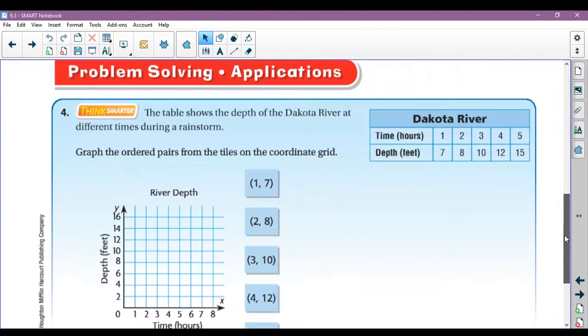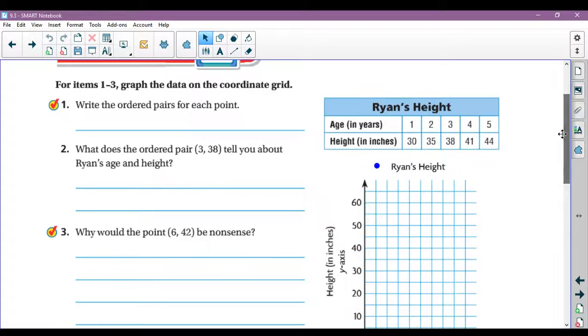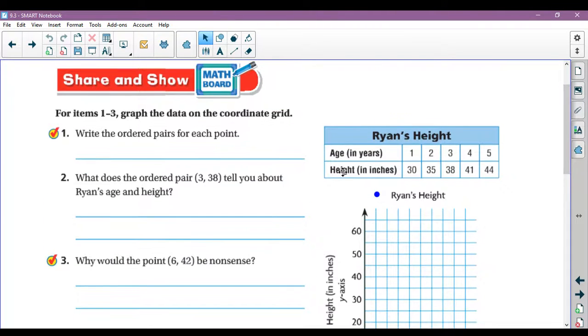We're going to start with, let's see what page it is for you, 547. I'm going to work on this one here. So what we're doing is we now have this data, and we're going to be creating ordered pairs so that we can plot that data on our coordinate grid.